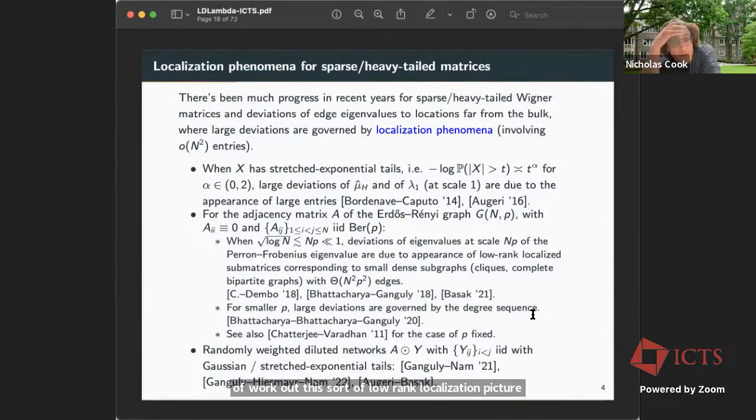Then there's some interesting work on a hybrid combination of these last two bullet points, where you look at random networks. So you have an adjacency matrix for an Erdős-Rényi graph, and then you put random weights, y_ij, and they can be Gaussian or stretched exponential tails. Then you have two kinds of things going on at the same time. You have the appearance of some structured support, like a clique, perhaps. But then on that clique, you can also wonder if the entries themselves are going to become large in unison. That's an interesting problem, but I think we're going to hear about that from Nam, and also Fanny will talk about some of these models.